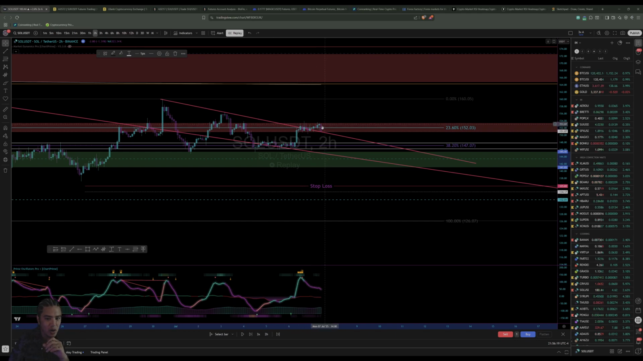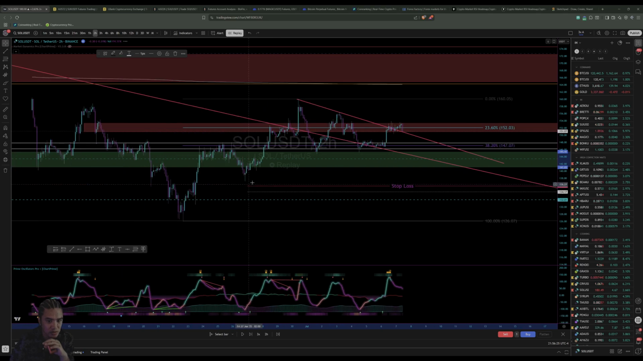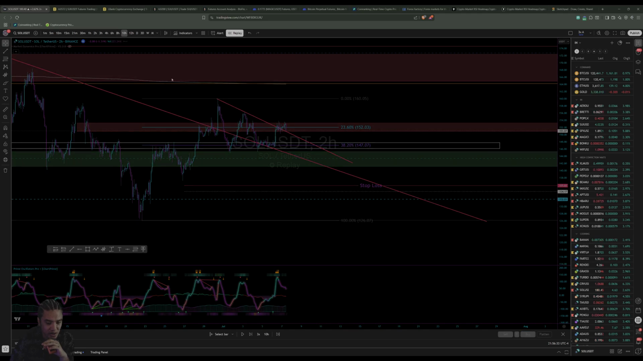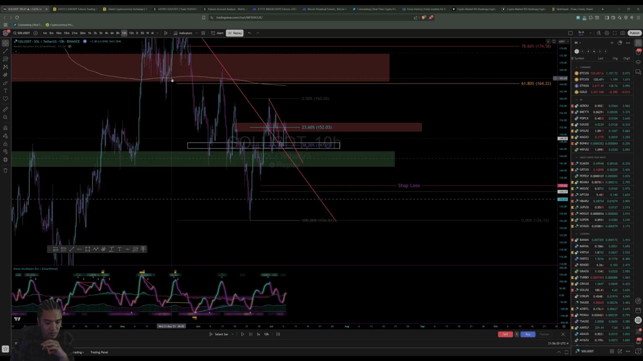Coming down, so I wouldn't add here. I wouldn't enter or do anything here. I'm just gonna let my position stay down there still, because this is the 2 hour and this isn't reversed yet. High time frame, what's it telling us? It's going down, it's curling over, so we can expect more down, right?